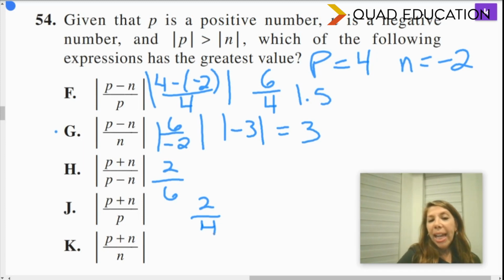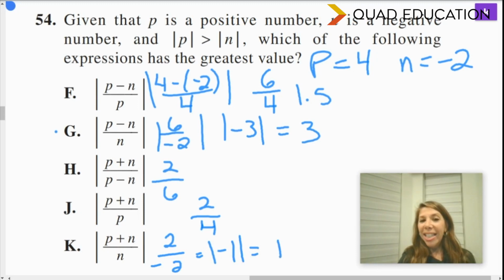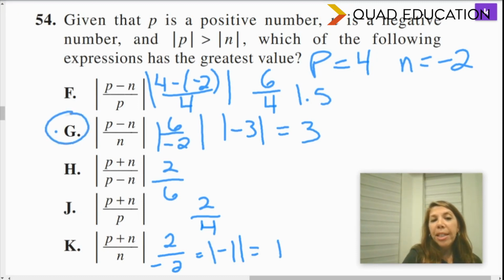And then if we look at K, p plus n, we already know is 2. 2 divided by a negative 2 is going to equal a negative 1. The absolute value of a negative 1 is equal to 1. But 1 is still less than choice G. So the greatest value would be choice G.